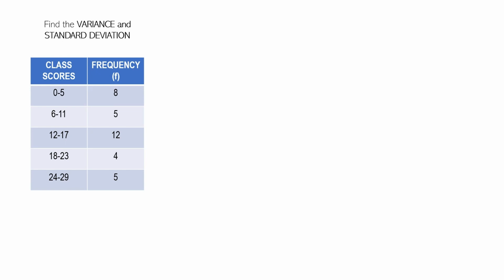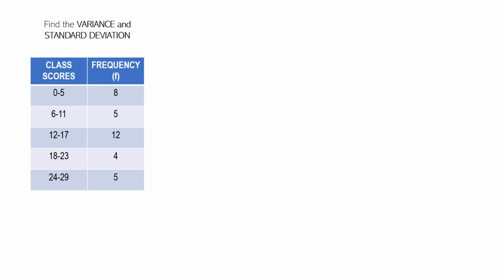In the first column, we have the class scores which were grouped. We have 0 until 5, 6 to 11, 12 to 17, 18 to 23, and 24 to 29. For the second column, we have the frequency of each group. We have 8, 5, 12, 4, and 5 respectively.